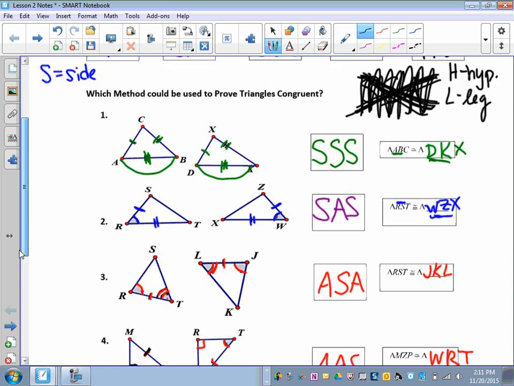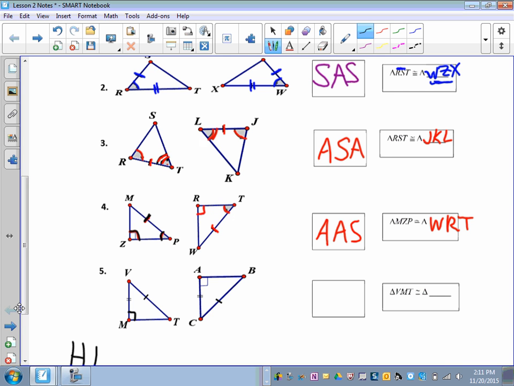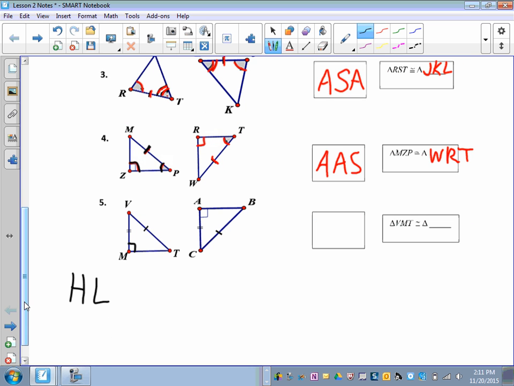Let's take a look at number 4. So number 4, we have the hypotenuse, but not a leg. So just because it's a right triangle doesn't mean you have to use HL, but HL can only be used on right triangles. Alright, so my last one here, it is a right triangle for both of them. They each have a leg, and their hypotenuses are the same. So this is HL, the hypotenuse leg. VMT corresponds to, or is congruent to, which triangle?